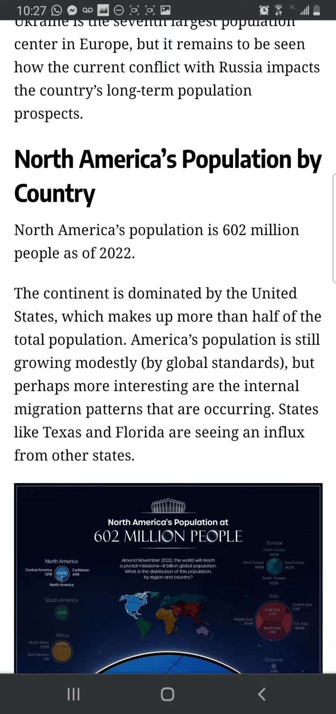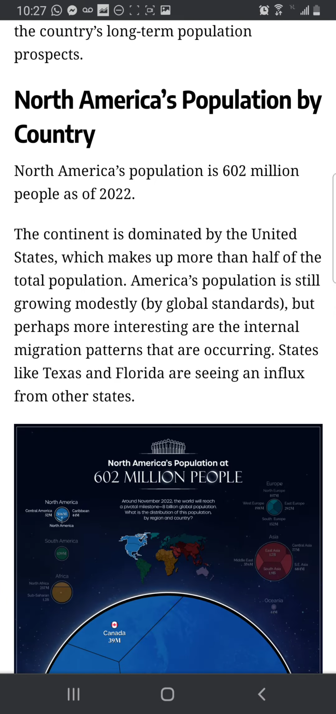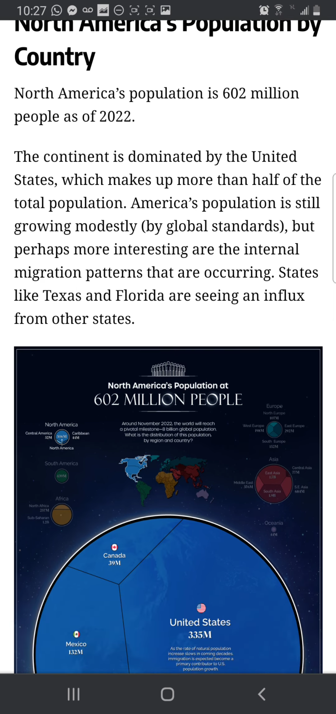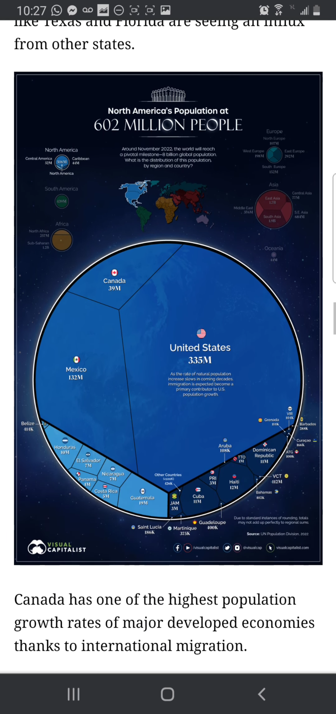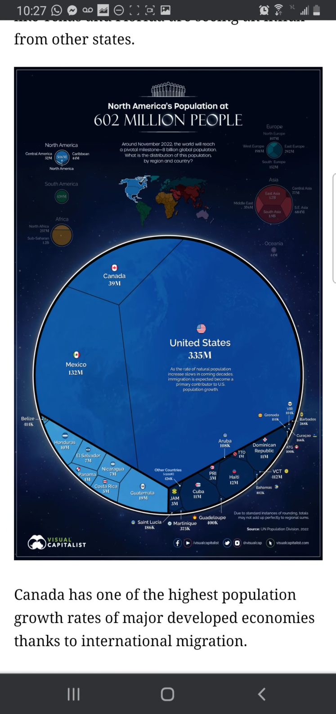North America's population by country. North America's population is 602 million people as of 2022. The continent is dominated by the United States, which makes up more than half the total population. America's population is still growing modestly by global standards, but perhaps more interesting are the internal migration patterns that are occurring. States like Texas and Florida are seeing an influx from other states. So let's zoom in to America.